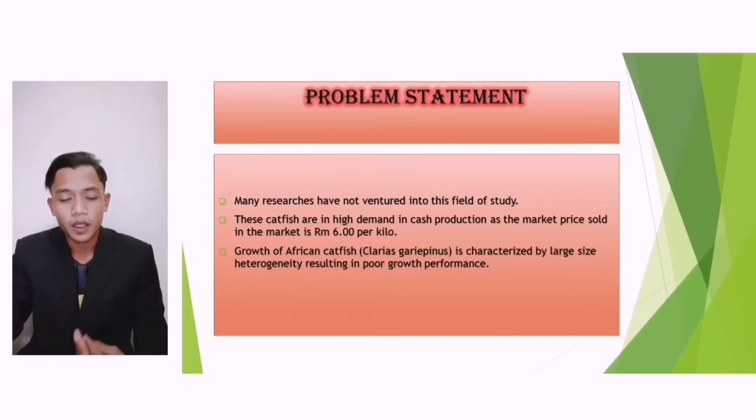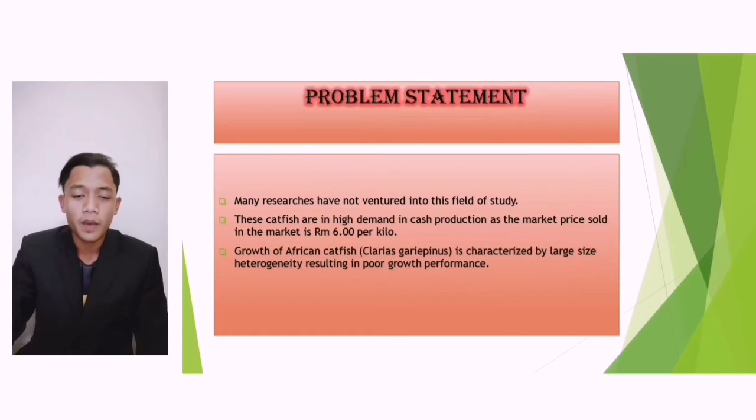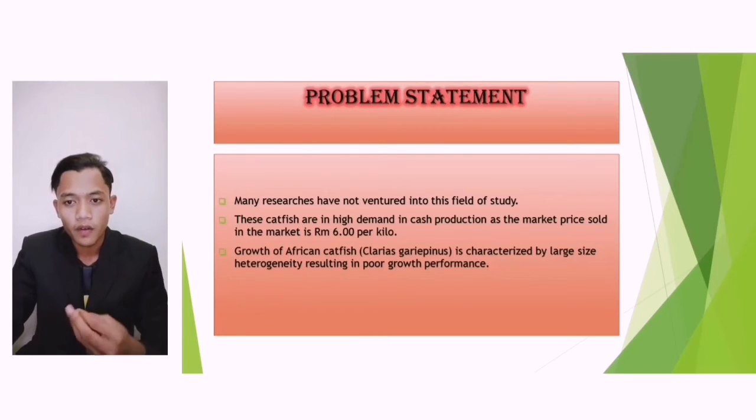For the problem statements, number 1 is that many researchers have not ventured into this field of study. Problem statement number 2 is that these catfish are in high demand in cash production, as the market price is RM6 per kilo. The third problem statement is that growth of African catfish Clarias gariepinus is characterized by large size heterogeneity, resulting in poor growth performance.